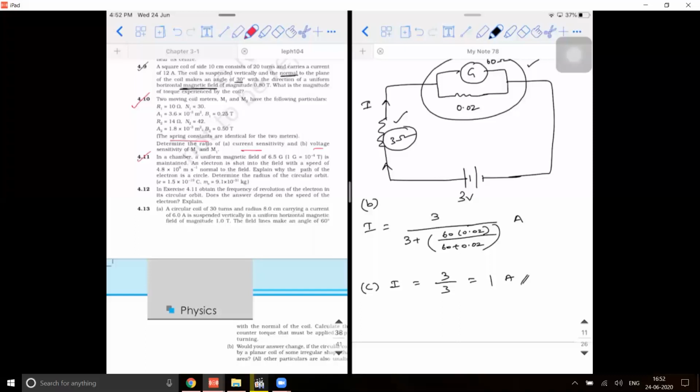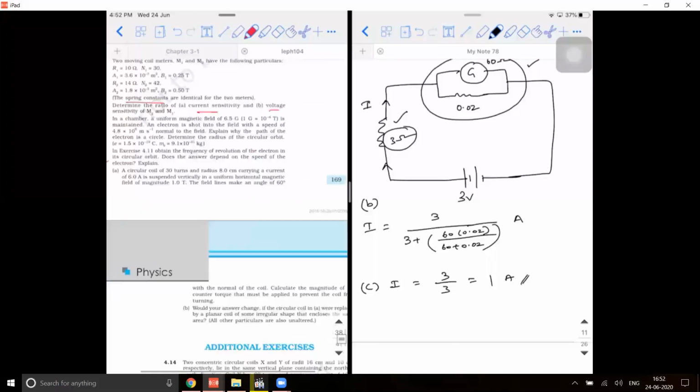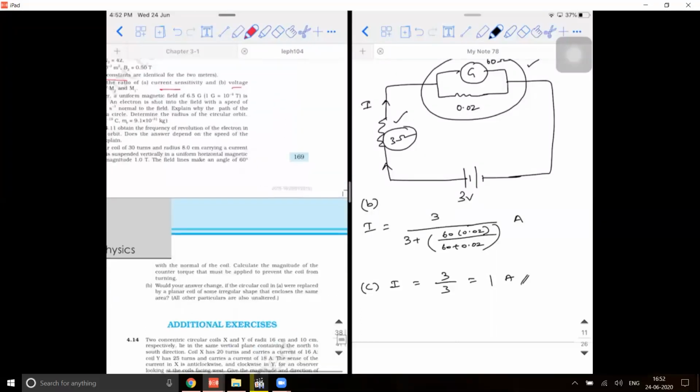The 11th one is based on R equal to mv by qB. This is based on the frequency formula, qB divided by 2 pi m. This also I have taught. This is a problem based on torque. That's it.